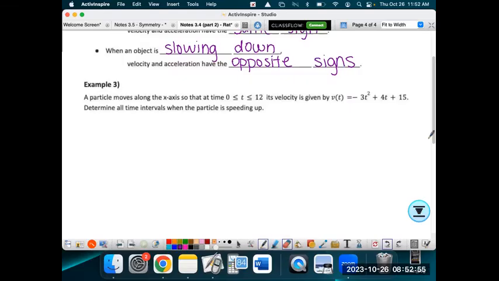So in the last example, it says a particle moves along the x-axis so that at time 0 to 12, its velocity is given by that function. Determine all of the intervals where the particle is speeding up. So we need to basically figure out where the velocity is positive versus negative and where the acceleration is positive versus negative. That way we can see which intervals they have the exact same signs. This is not subject to gravity, so we are just using the velocity function that we're given. And keep in mind, the boundary between positive and negative is 0. So we're basically going to find where velocity is 0 and find where our acceleration is 0.